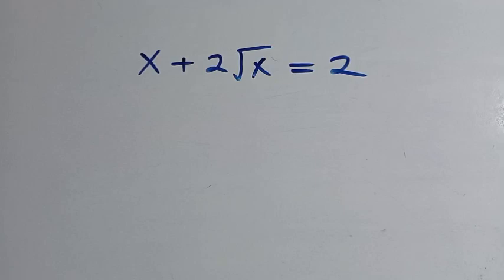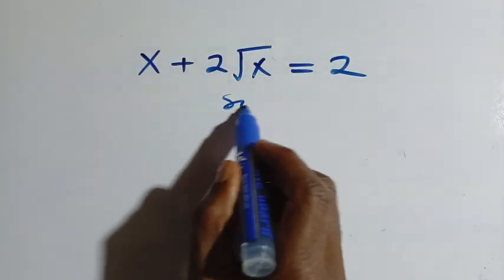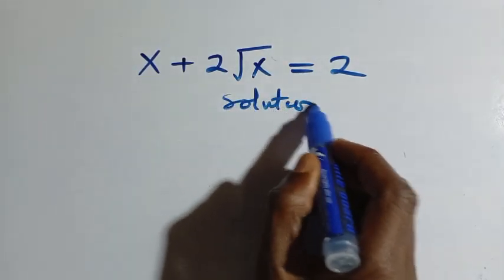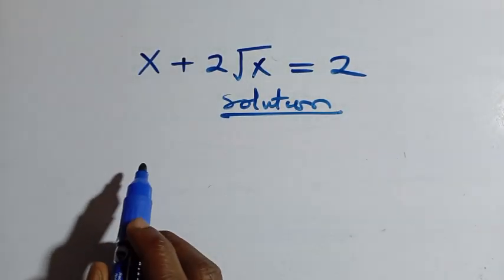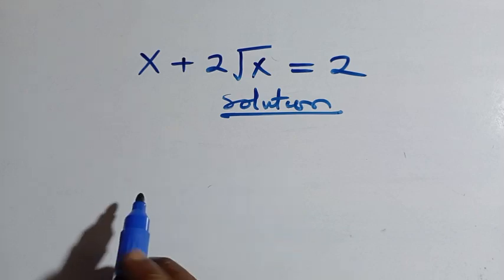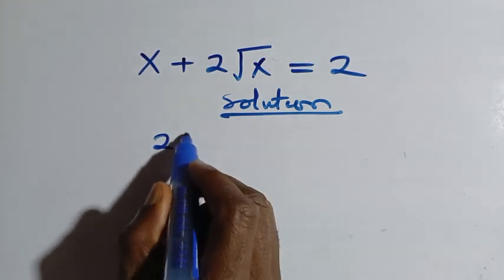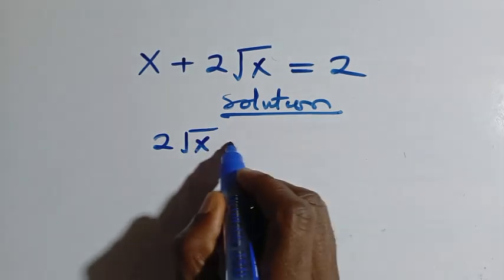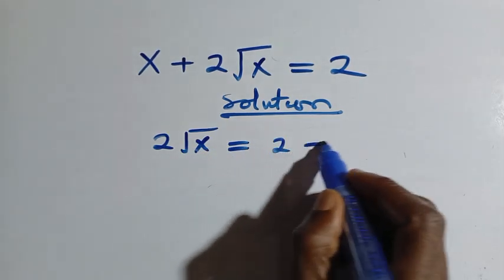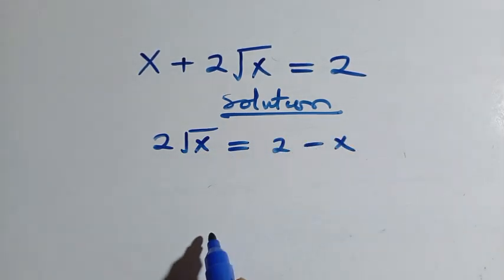How to solve these nice algebraic equations? So let's see the solution from here. We want to find the value of x that satisfies this equation. So let's say we transfer this x to the other side. We have 2 square root x equals 2 minus x.